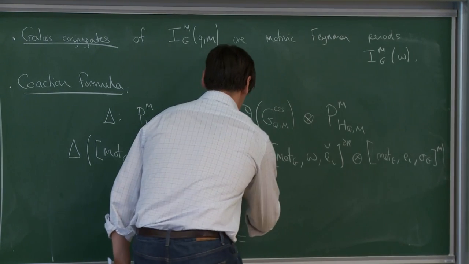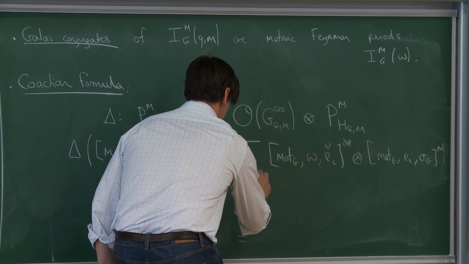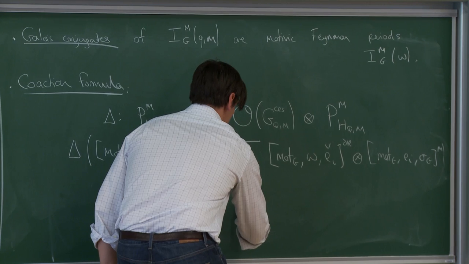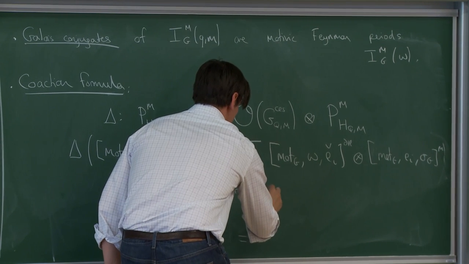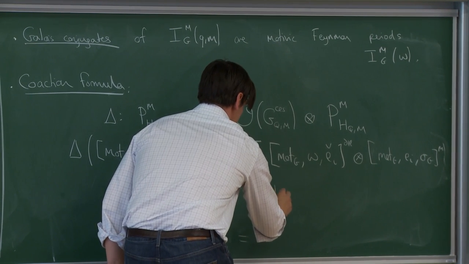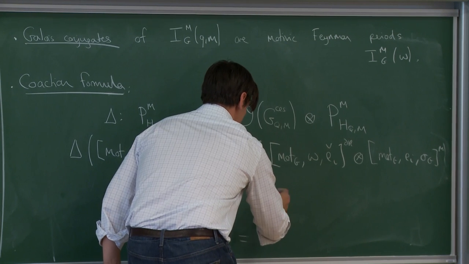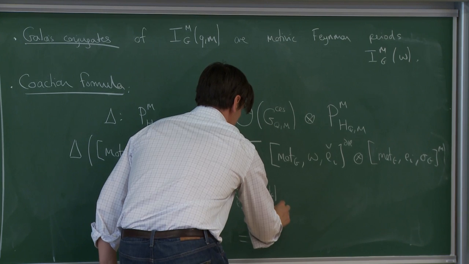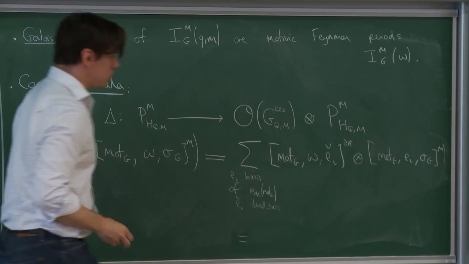And the sum is over e_i, a basis of the de Rham cohomology, which is something we can compute. I mean, and e_i check is the dual basis. So this is a completely computable formula.